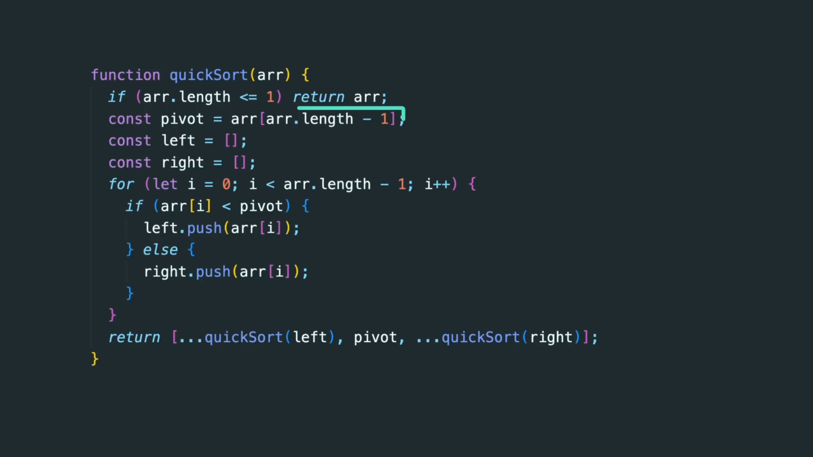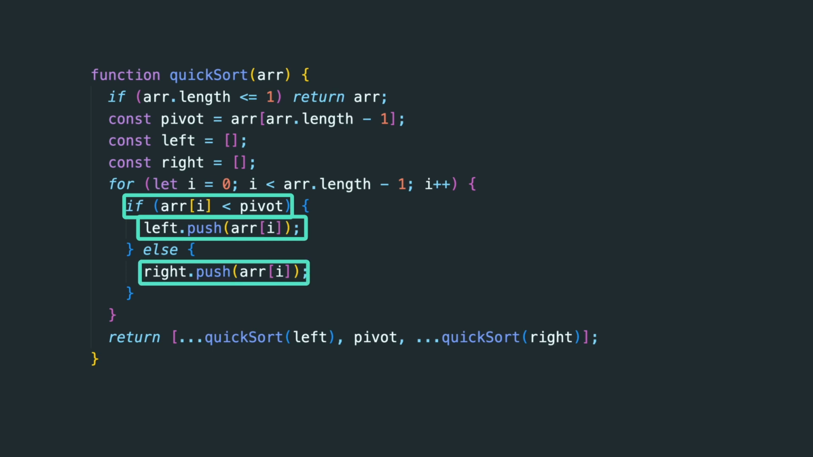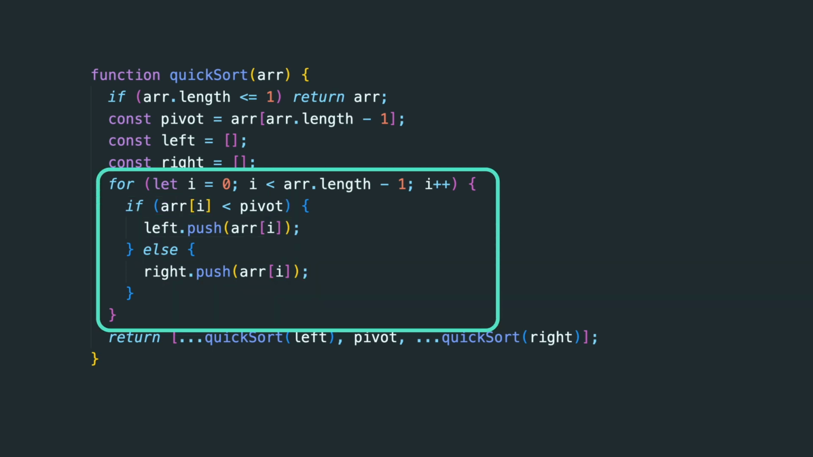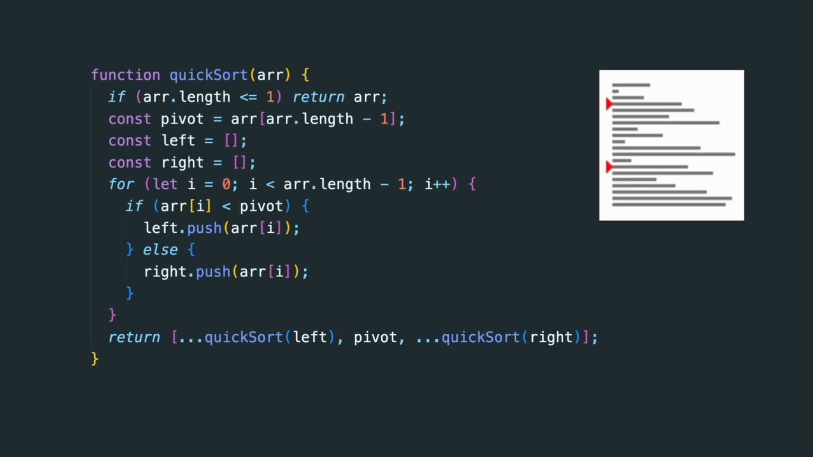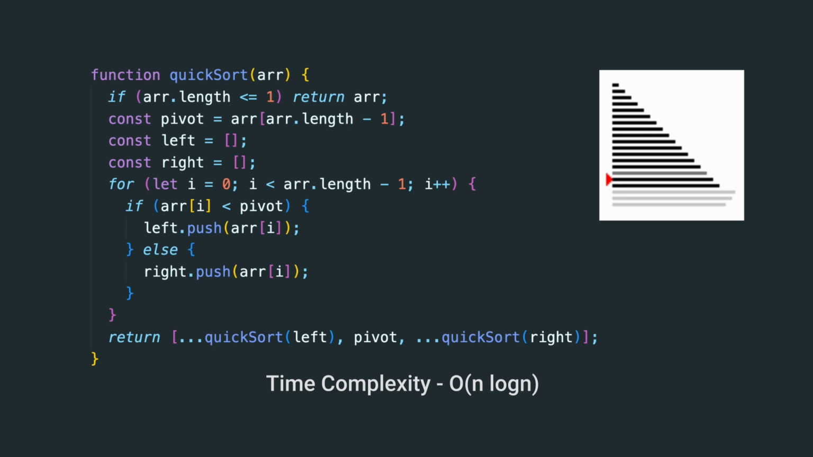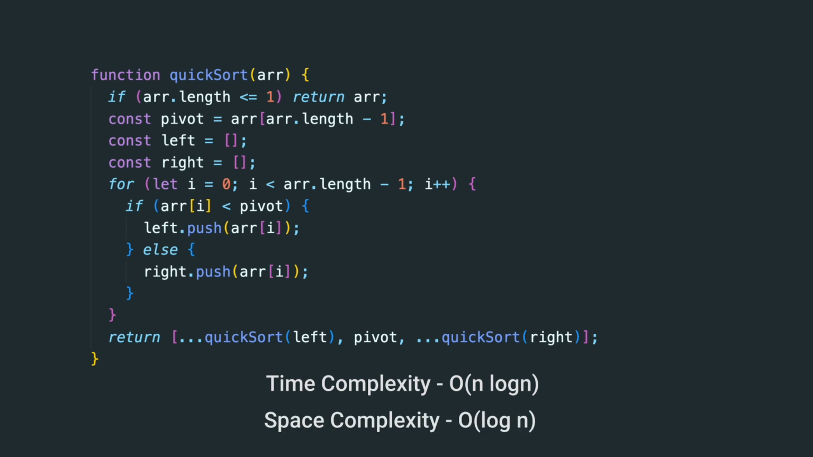Quicksort is another divide and conquer algorithm that selects a pivot element and partitions the collection into two subarrays according to whether they are less than or greater than the pivot. It then recursively sorts these subarrays. Its average case time complexity is O(n log n), and its space complexity is O(log n) due to the recursive stack calls. However, its worst-case time complexity can be O(n squared), particularly with poor pivot choices.